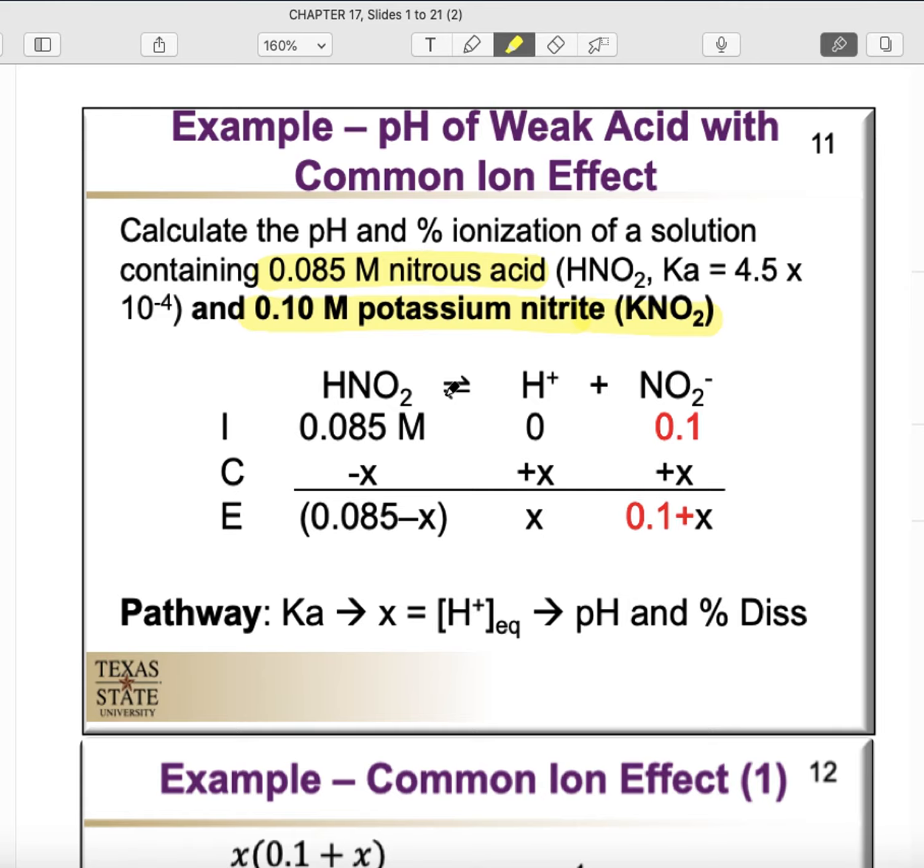All right, so again, we're going to be setting up our equation for the dissociation of the acid. We start with the initial concentration of that nitrous acid, and what's going to be different this time is that we're going to have an initial concentration for that nitrite ion. We can see that the concentration of the potassium nitrite is 0.1 molar, and we can also see that the subscript for that nitrite ion is a 1, right? We have one potassium ion, one nitrite ion. Therefore, the concentration of the nitrite ion is going to be 0.1.